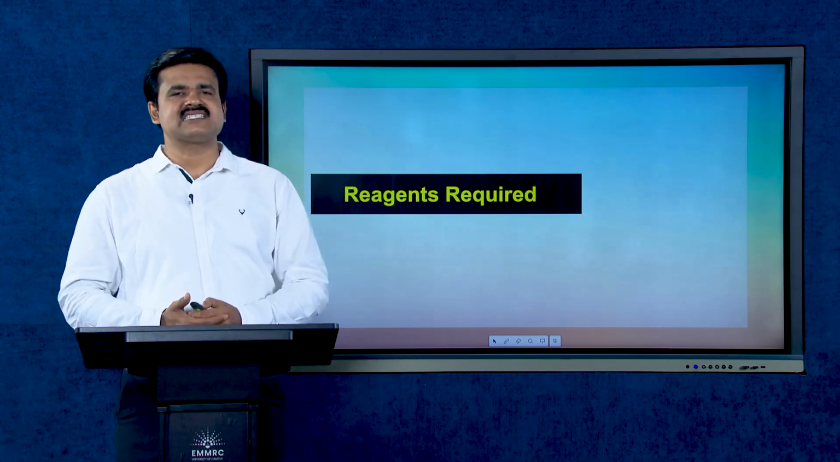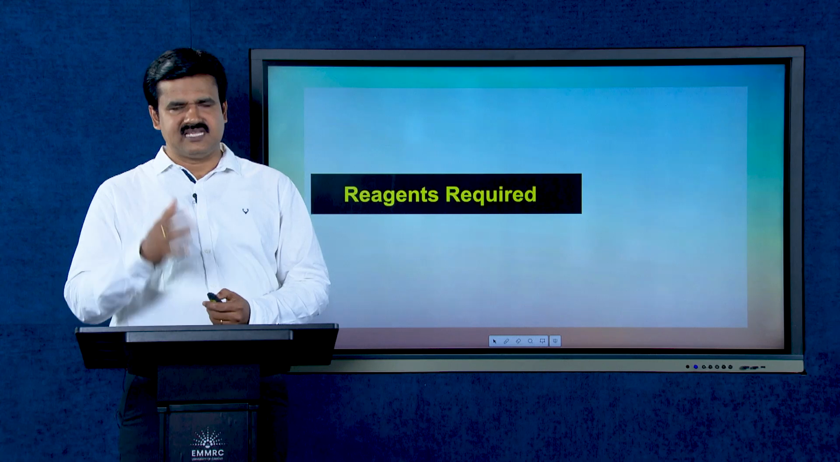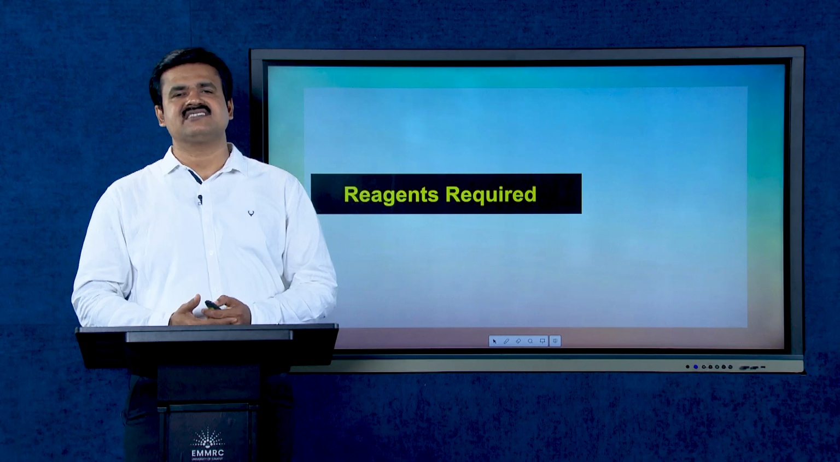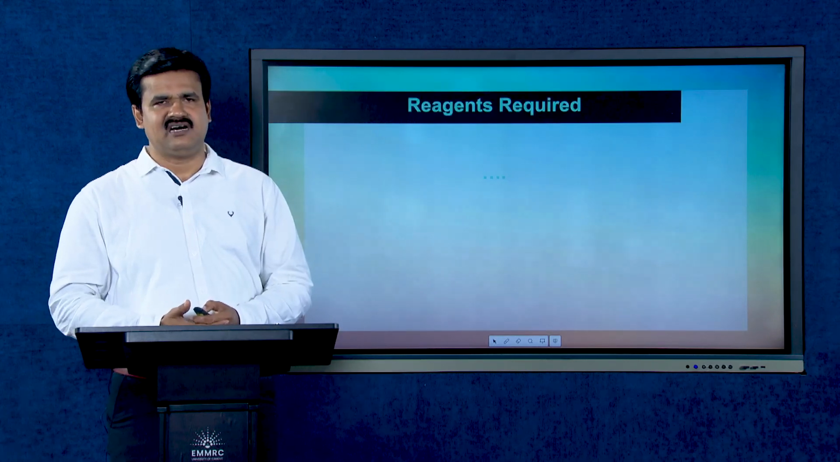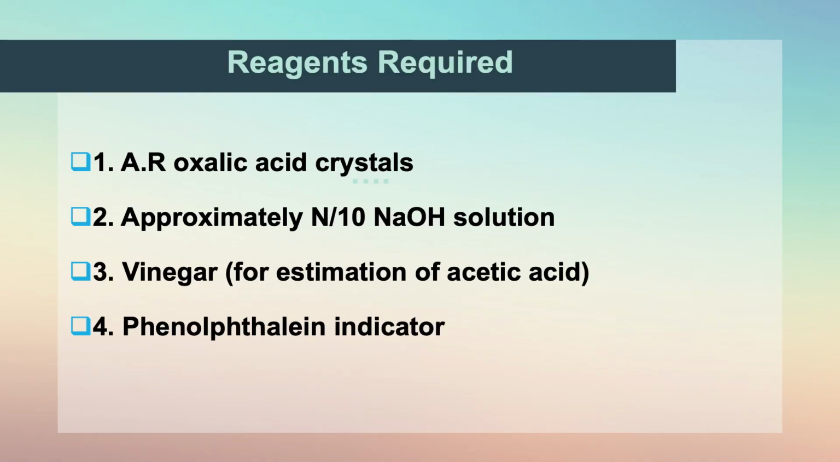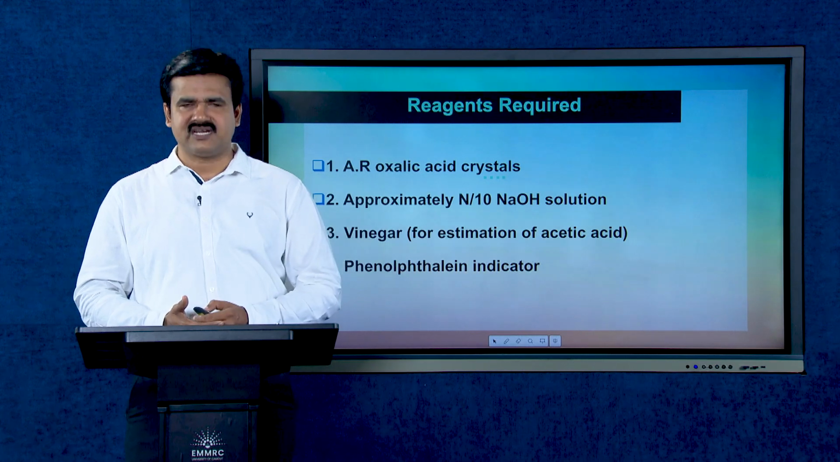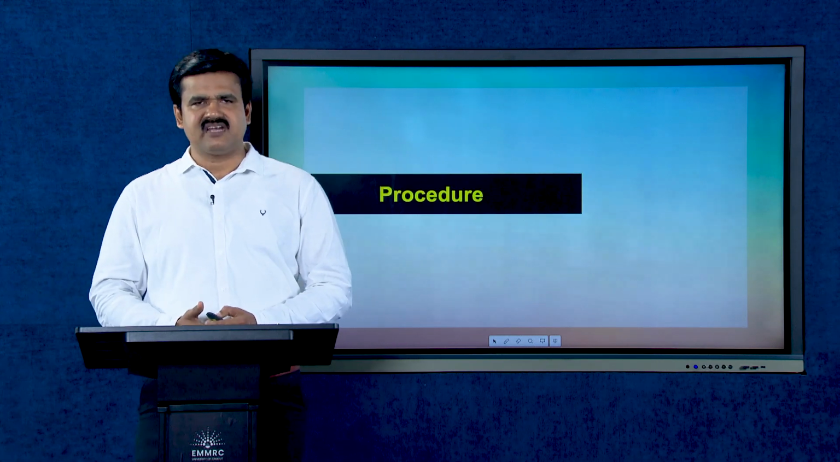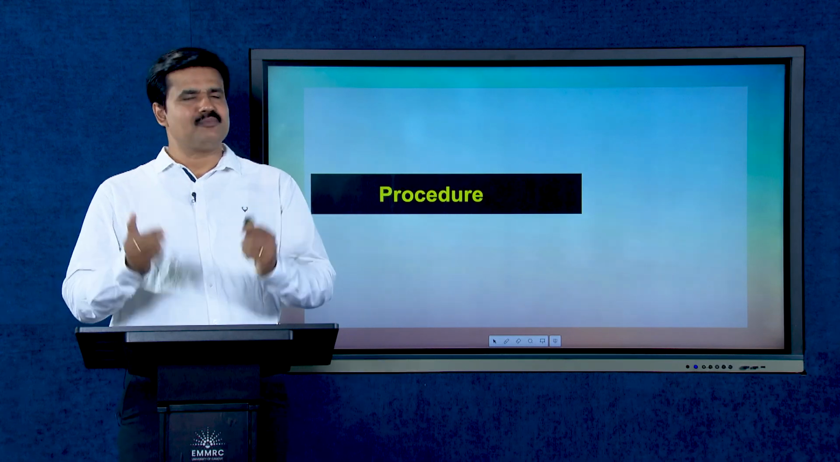Now, reagents required for the present experiment, that is the reagents which are necessary to perform the estimation of acetic acid content in vinegar. The reagents required are AR oxalic acid crystals, approximately 0.1 or N/10 normal sodium hydroxide solution, vinegar solution. This vinegar is used to perform the estimation of acetic acid. Now, the phenolphthalein indicator. So, these are the important reagents required for the estimation of acetic acid content in vinegar. We are now entering into the experimental procedure.